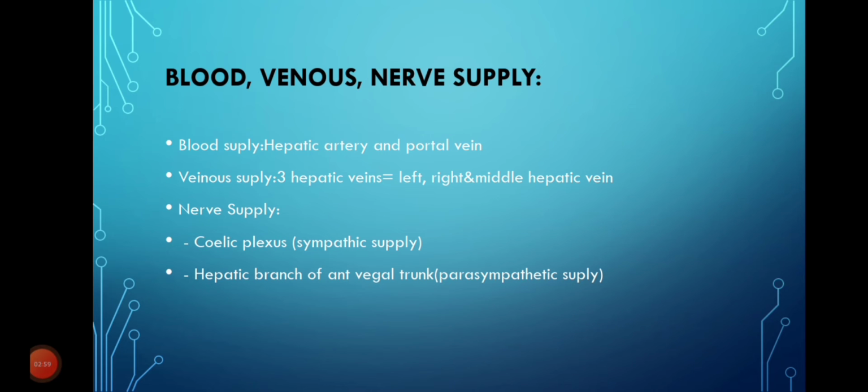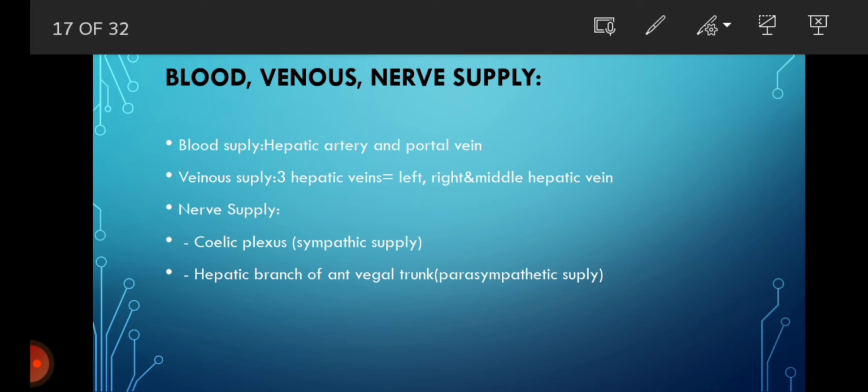Next is blood, venous and nerve supply. Blood supply is through hepatic artery and portal vein. Venous supply is through 3 hepatic veins, that is left, right and middle hepatic vein. And nerve supply is through celiac plexus and hepatic branch of vagal trunk. That is, celiac plexus is sympathetic supply and the next one is parasympathetic supply.